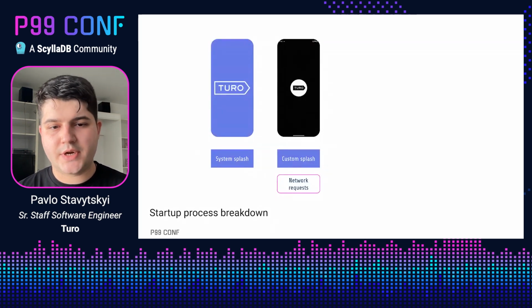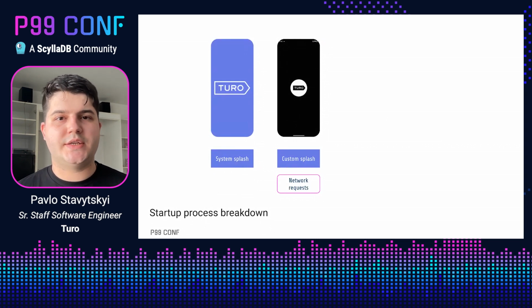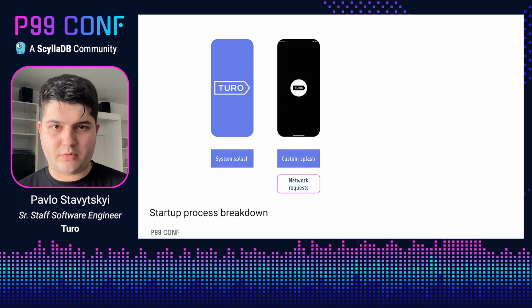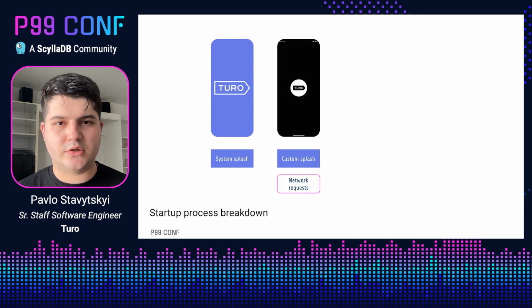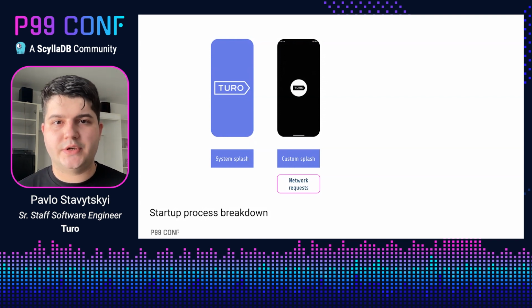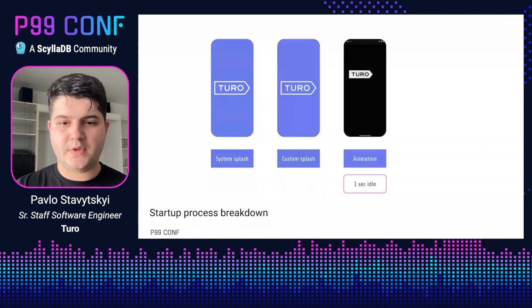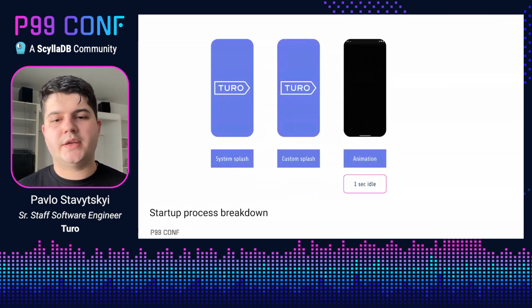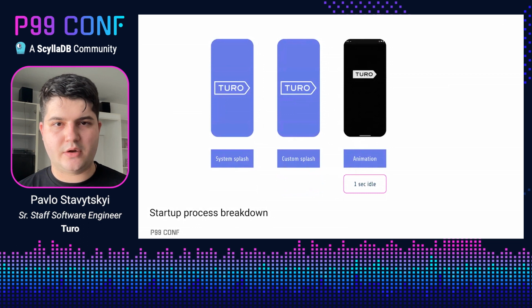Next, in case of Turo Android app, a custom splash was shown, which means that this was already an application screen. It was run by developers, but it looks the same, right? You have a black or white background and application logo. What happened behind the scenes is that the application was running network requests, which are required to show the right content on the home screen. So basically, the home screen was not able to be displayed before those requests were completed. Also, we were running an animation, which was taking around 1 second.